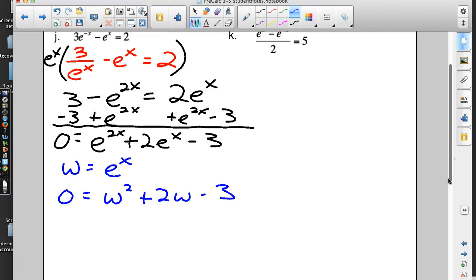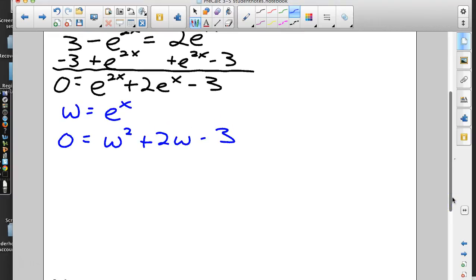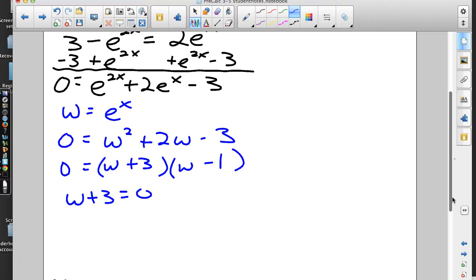Do you know how to factor something that looks like that? Of course you do. Two numbers that multiply to -3 and add to 2. Plus 3 and -1. So here's what we're saying. W plus 3 could be equal to 0. Or W minus 1 could be equal to 0.